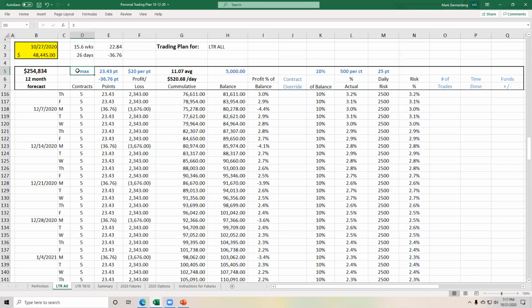So I'm going to leave these at 3, and you can see that the $5,000 starting balance has a potential of growing to $171,000 over the course of 12 months.